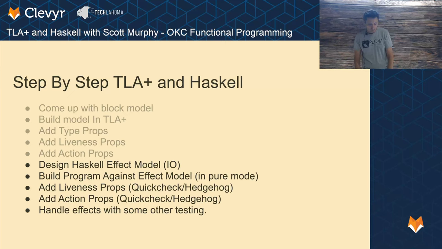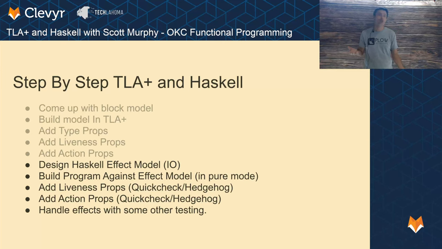So design the effect model, then you build the program against the effect model in pure mode. What do I mean by that? I'll show a little bit of it, but you are going to use some sort of MTL system or some sort of effect system that Haskell has. I feel like there's a new one that comes out every week. MTL is what I use. It's very good. I have a link to what it is. But basically, what it allows you to do is to swap out effects that are non-deterministic or given to you by the system for a set of effects that you have full control over. So you can swap them out easily and go back and forth.